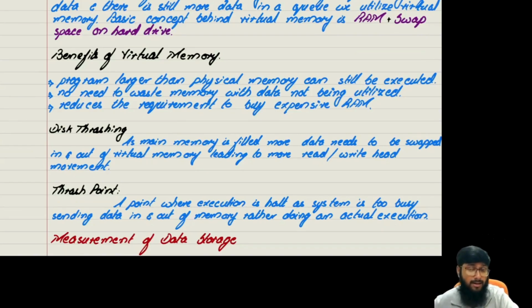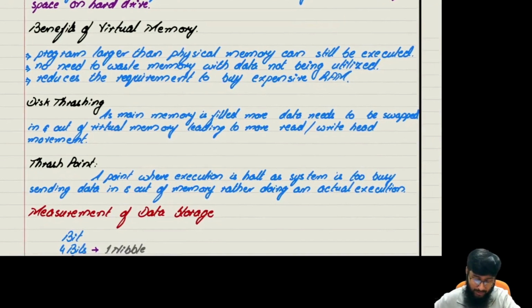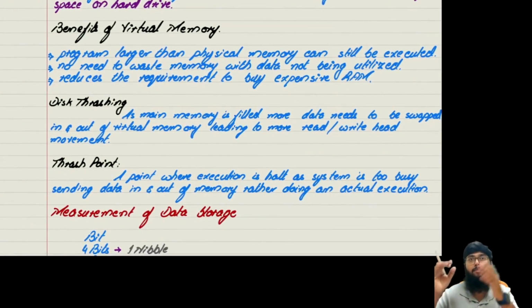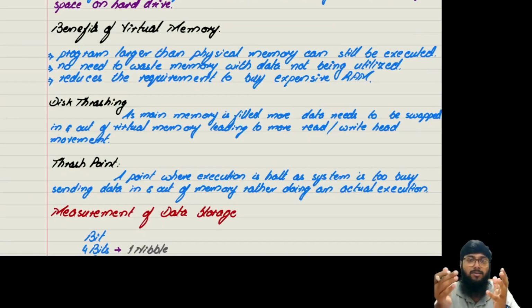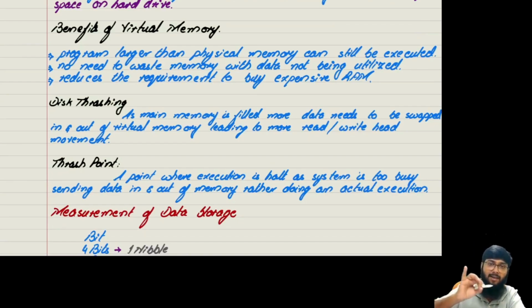But virtual memory comes with two things: disk thrashing and a thrash point. Now what do we mean by disk thrashing? Disk thrashing is when, a few times, there is a large amount of data in the queue, so it is continuously swapped between the hard drive and the RAM, or from the queue to the hard drive, then to the RAM, again from the queue to the hard drive and to the RAM. So this is known as disk thrashing, and at this place there is the thrash point, where the processor or the CPU of the system gets too busy while swapping the data between the hard drive and RAM or the queue.